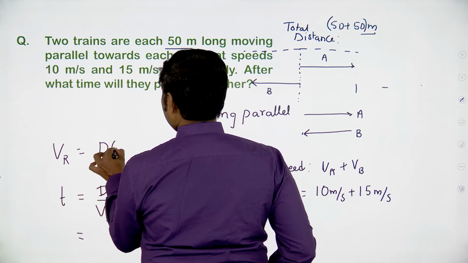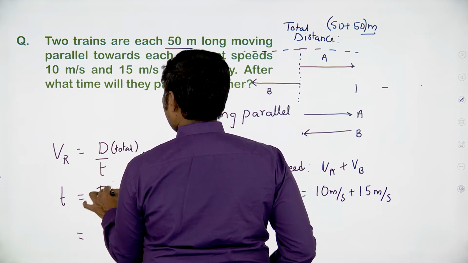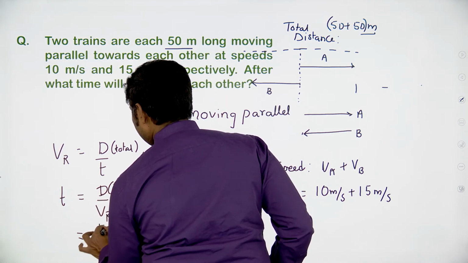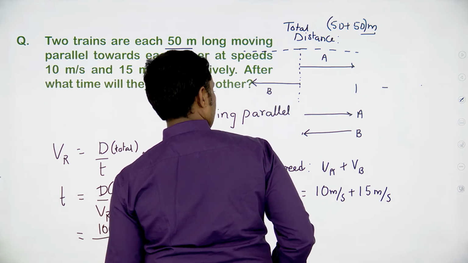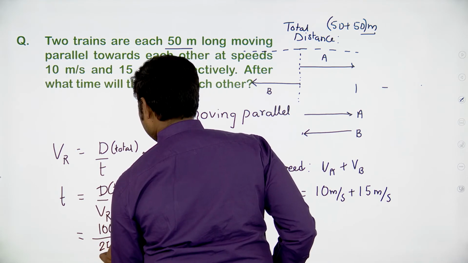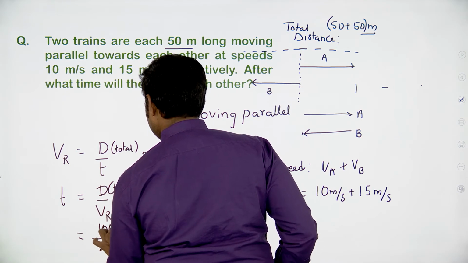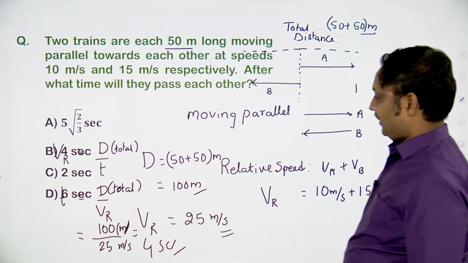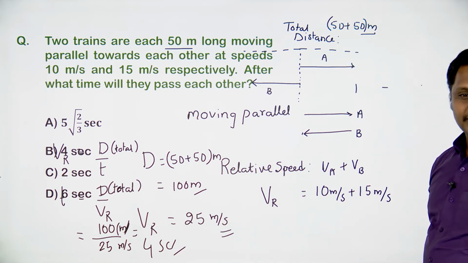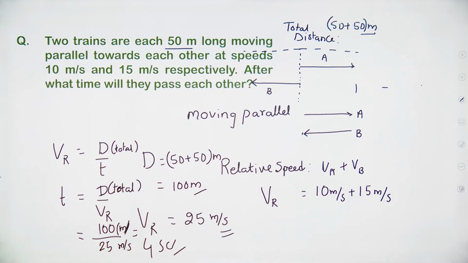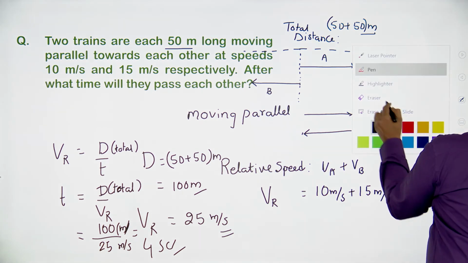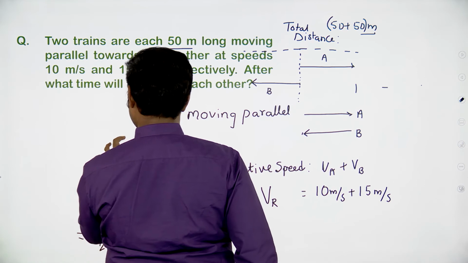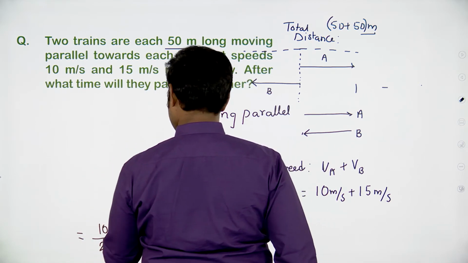Total distance D total. We have to get that total distance travelled. That is going to be 100 upon VR, 25 meter per second. It's going to be 4 seconds, I hope so. Let's see that. Yeah, very clear. Everyone has to identify this one. So, you are going to look into that matter.